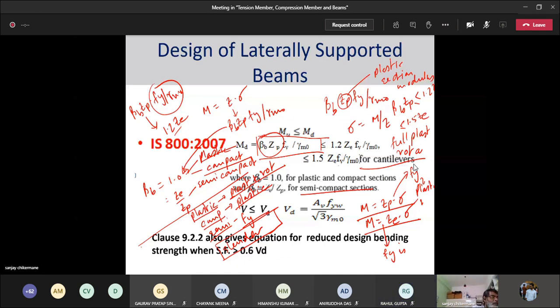Fantastic. And your V is nothing but Av times Fyw by root 3 lambda m naught. And again, here if you remember your bolt theory, your shear strength was always Fy by root 3. So this is just Av times Fy by root 3 and lambda m naught, where when you're looking at shear, you replace Fy by Fy by root 3, because if Fy is your tensile strength, Fy by root 3 ends up becoming your shear strength. And this is, of course, assuming a Tresca failure surface.